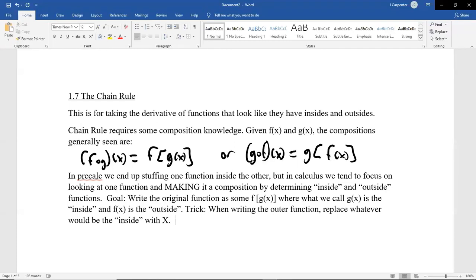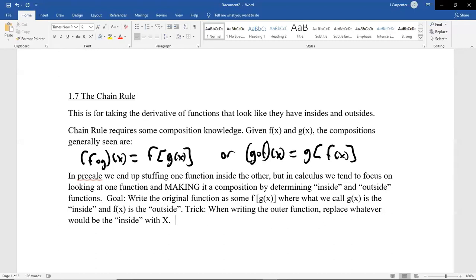So again, the trick is when you actually go to write what you're going to call the outside function, replace what you would call the, and I'm putting air quotes with my fingers, the inside with an x. Do I really have to have these quotes around inside and outside? Not really, but I just feel like because there are arguments for what the inside could be and arguments for what the outside could be, that I need to use those little air quotes.